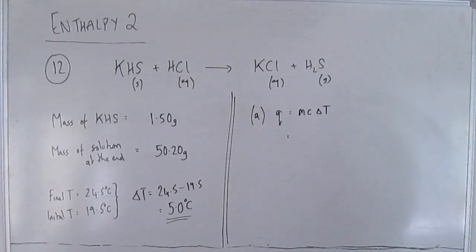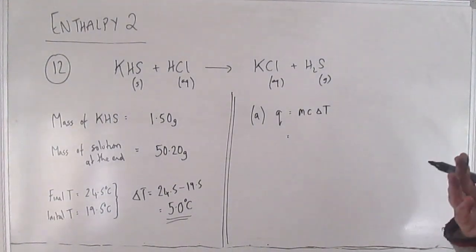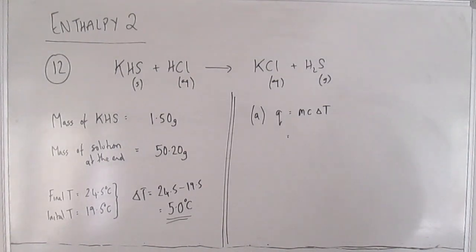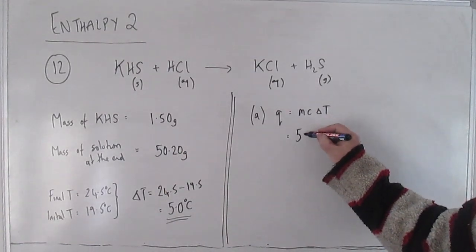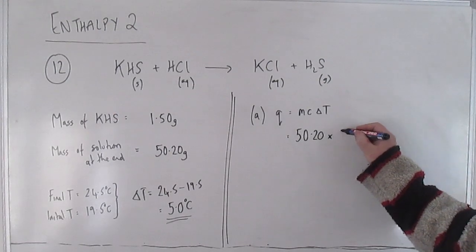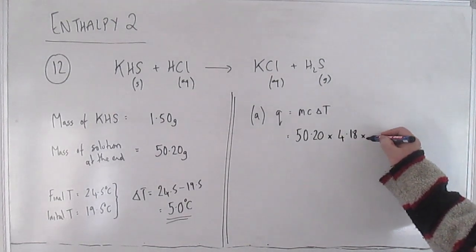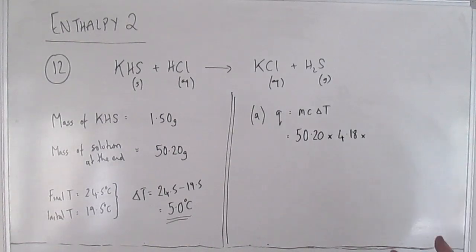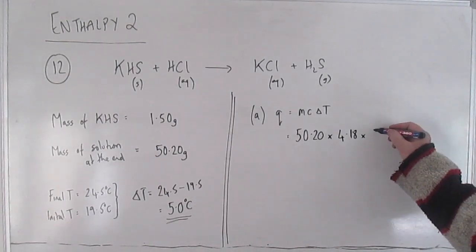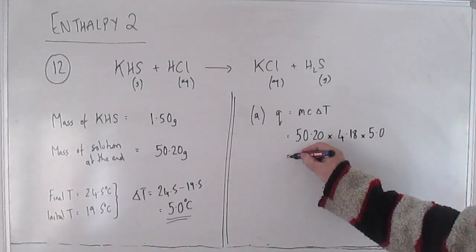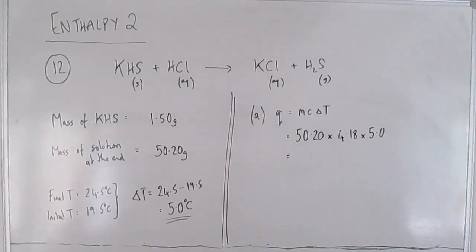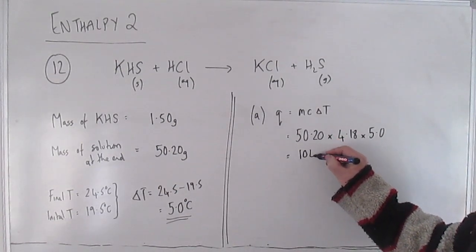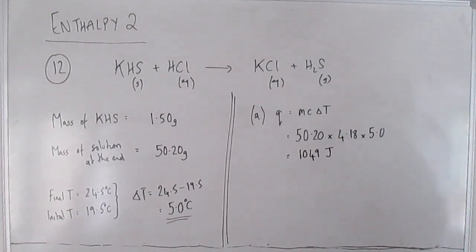Now in most of the examples you've done, we've worked that out by assuming that the volume of the solution in cm cubed is equal to the mass in grams, because that would be true for water and is a reasonable approximation for an aqueous solution. But here you don't have to do that because we've got the actual mass of the solution, which is 50.20, so that goes in there. Times c is 4.18 as always, which is the specific heat capacity of water, and again you always use that for aqueous solutions, times delta T is 5.0, and if you crunch those numbers you get 1049 joules is the answer for the amount of heat transferred.